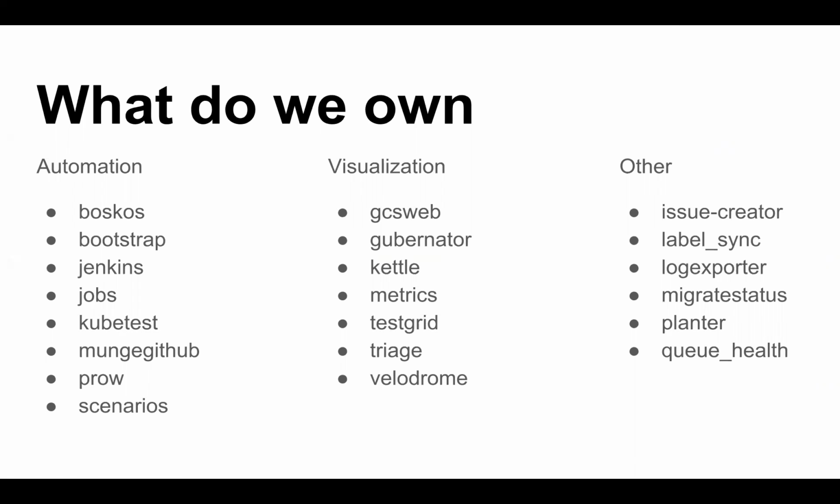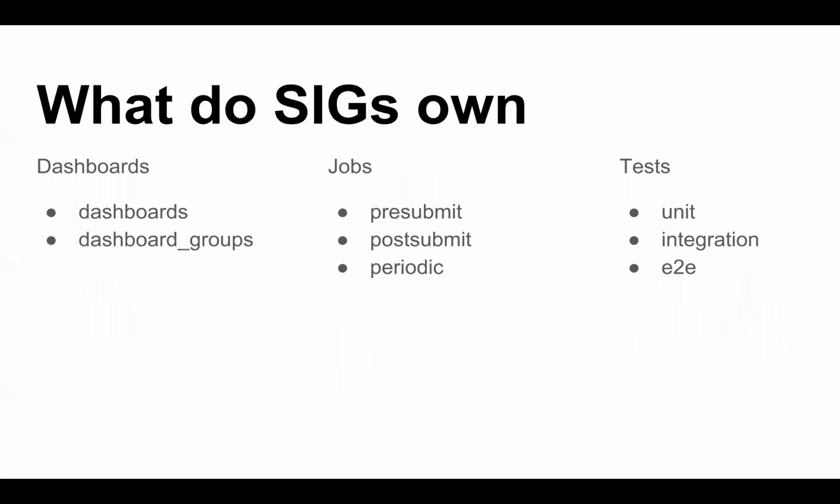The idea was, roughly speaking, we have a lot of tools that help people deal with tests and the running and execution of them and what you do with those test results. I tried to break it down into 3 arbitrary categories of automation, visualization, and other. Conversely, we think that all of the other SIGs out there are responsible for their tests and the ways that they run them and the ways that they display or group those results.